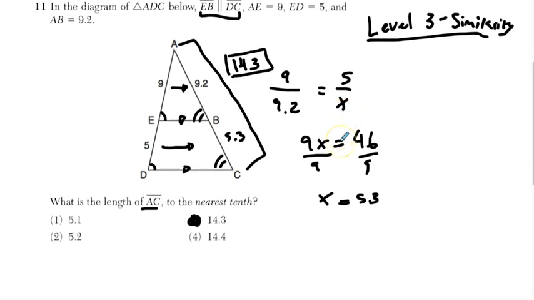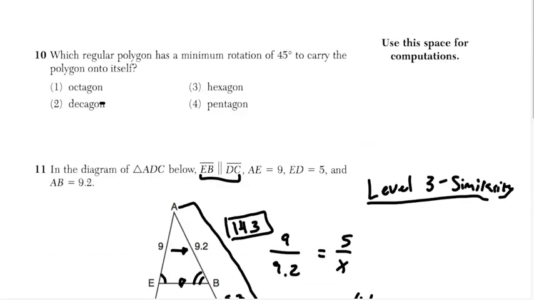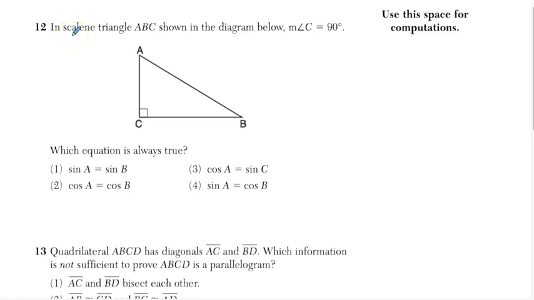Dope. All right, and then number 12. In the scalene triangle ABC shown below, the measure of angle C is 90. Which equation is always true? Well, this is actually from level 6, trig. And there are 2 trig formulas that you should just kind of memorize that'll help you out.